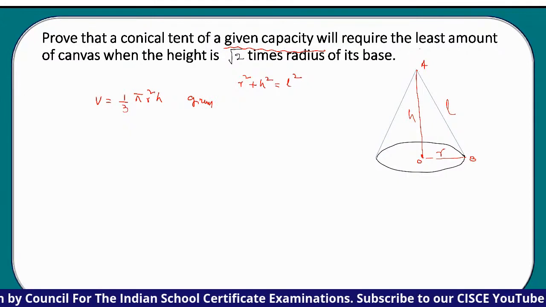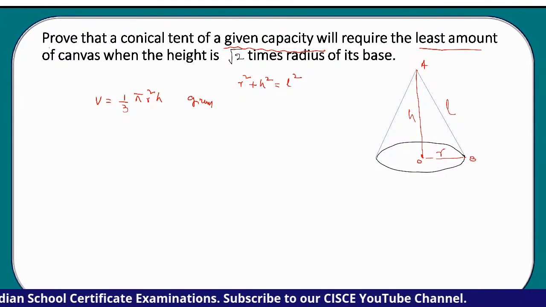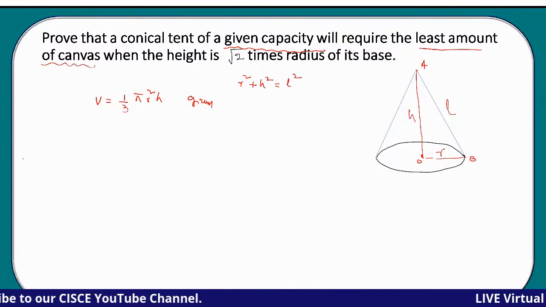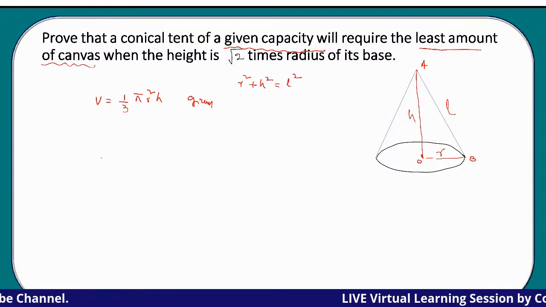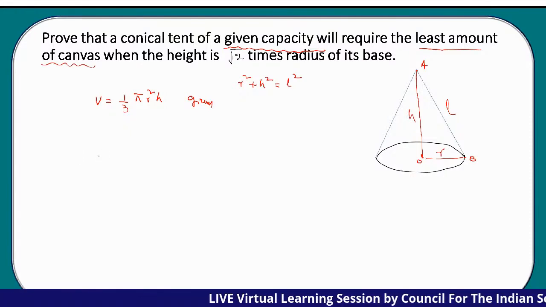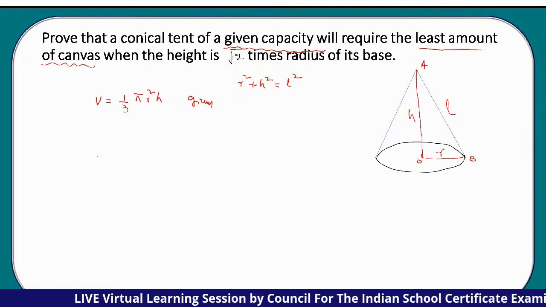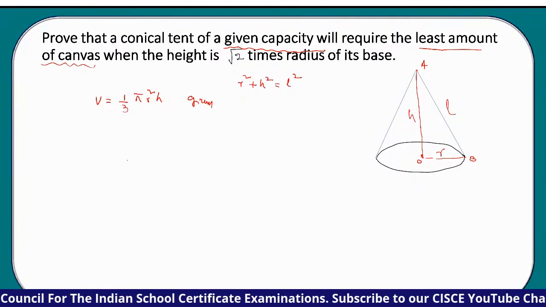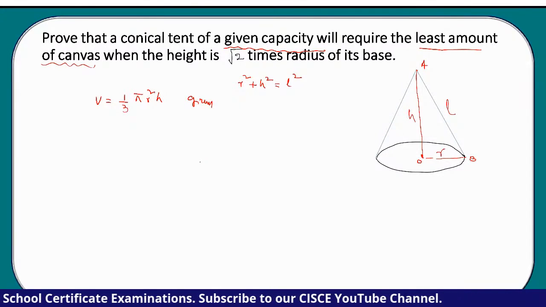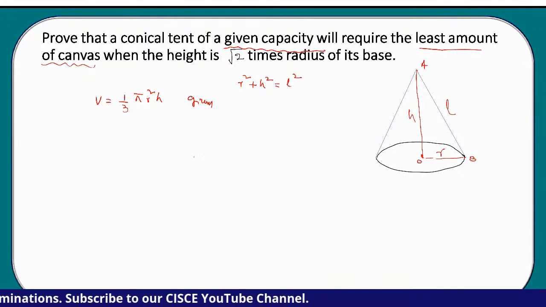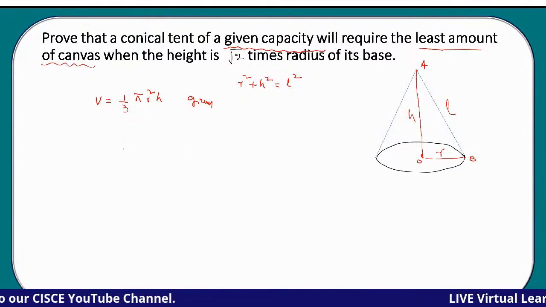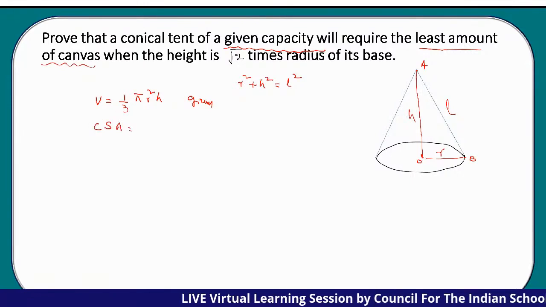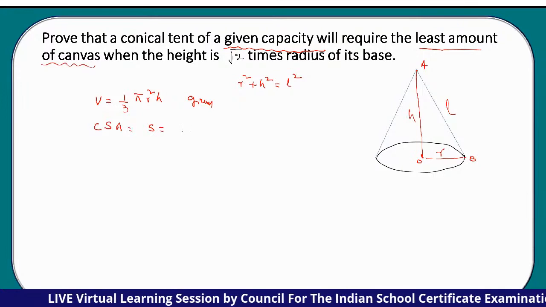Will require the least amount of canvas. Least amount of canvas means a minimum of the dimensions of the canvas. So minimum canvas means the surface area of the tent should be minimum. Since it is a tent, we will take only the curved surface area of the tent. What is the curved surface area of the tent? CSA. Simply I will call it surface area equal to pi R L.